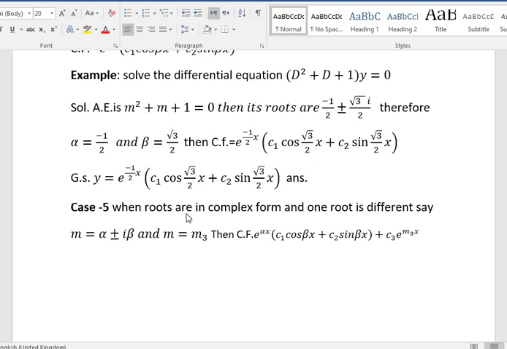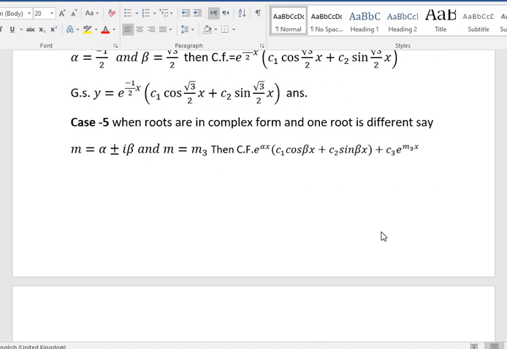Another example is when roots are in complex form and one root is different. Say m equal to alpha plus minus i beta. That means one root is given like that. Other root will be m equal to m3. Then the complementary function, that means when roots of the differential equation are mixed, suppose that one root is coming as alpha plus minus i beta and other is different, then the complementary function is e power alpha x into c1 cosine of beta x plus c2 sine of beta x plus c3 e power m3x.